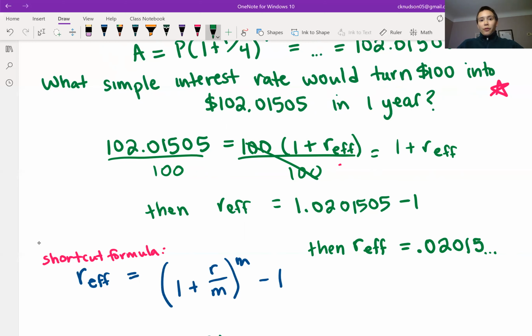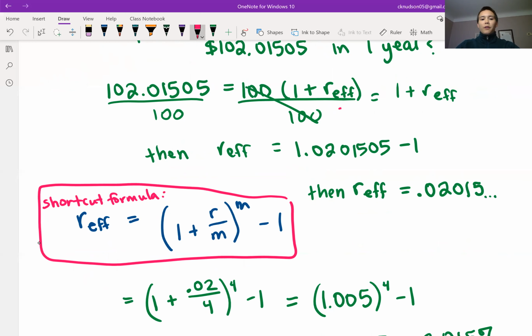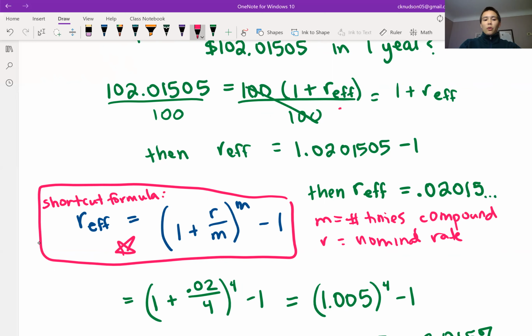And actually there's a shortcut formula so you don't have to calculate that whole thing yourself every single time. Our shortcut formula is right here. The effective rate can be calculated from the nominal rate and the number of times that it's compounded in a year. So M is the number of times it's compounded in a year, and R is the nominal rate. We can calculate that effective rate according to this.